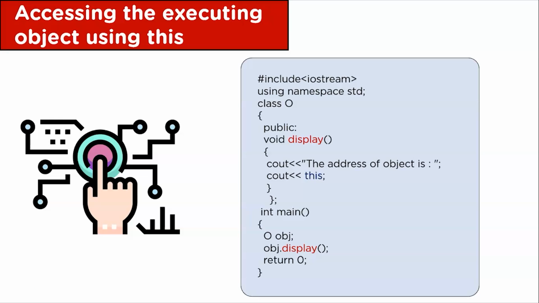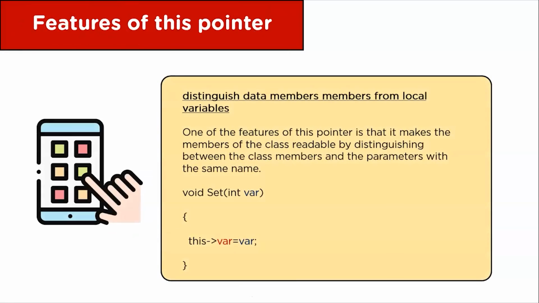Alright, now let's move to features of this pointer. The first feature would be to distinguish the data members from local variables, which means it helps in making the class members more readable by differentiating the members of the class and the parameters which have the same name. This keyword helps in differentiating between the class variable and the parameters. As we can see in the example, we are assigning the var variable, which is a parameter, to the class member var, and this can only be done with the help of this pointer.